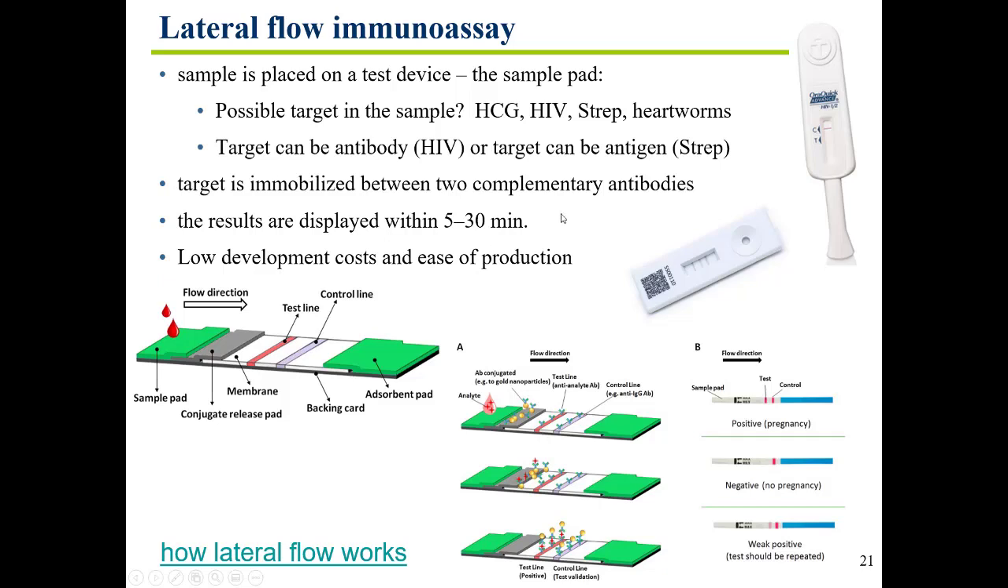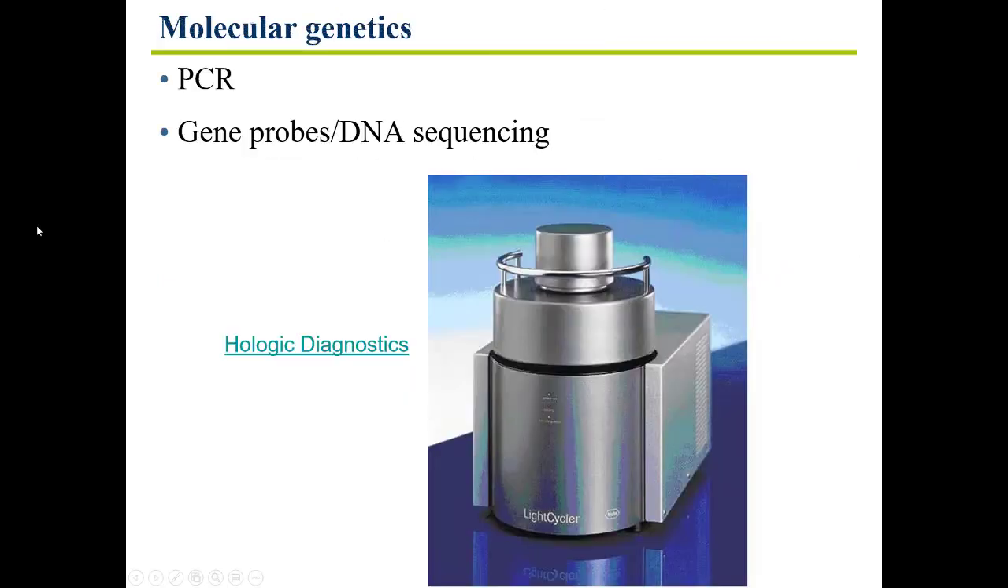Other ways to identify microorganisms: PCR, also done for the novel coronavirus, SARS-CoV-2. And you can use gene probes, you can do DNA sequencing. So these are more molecular genetics testing.